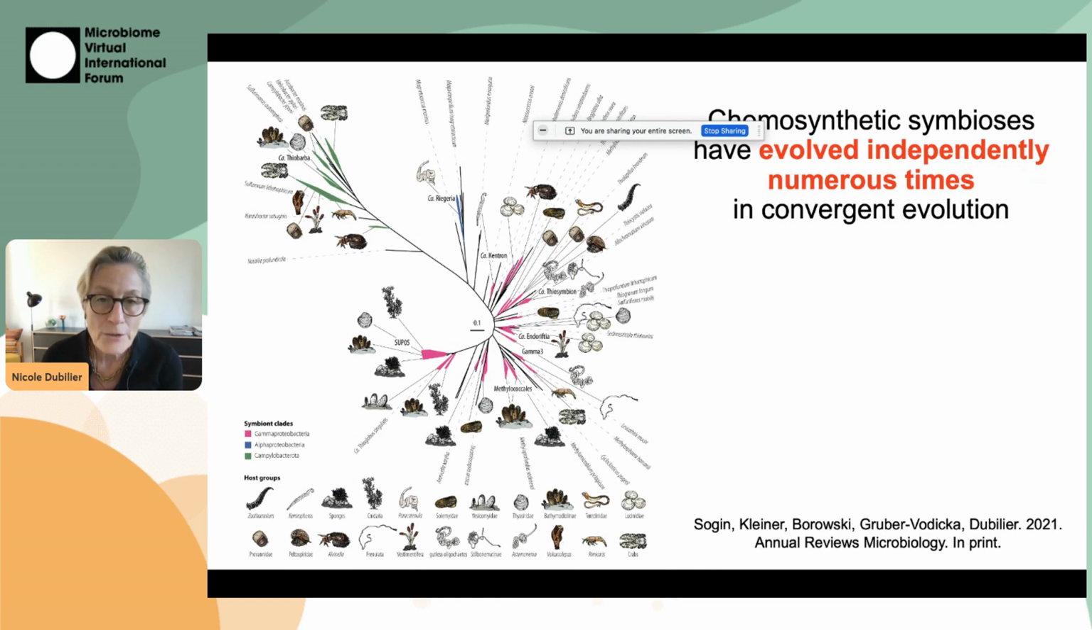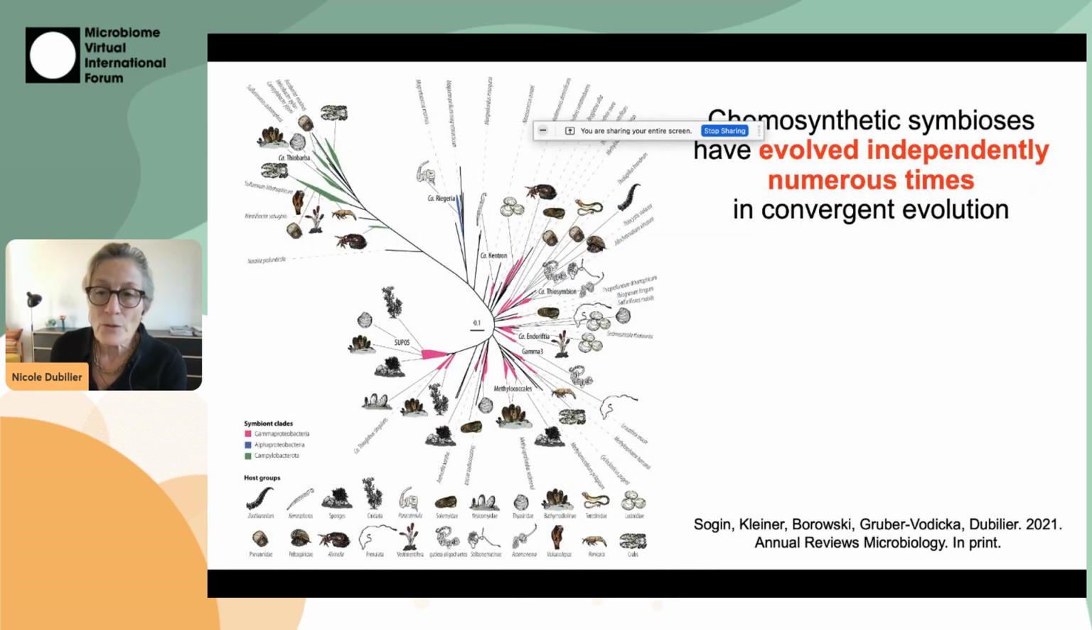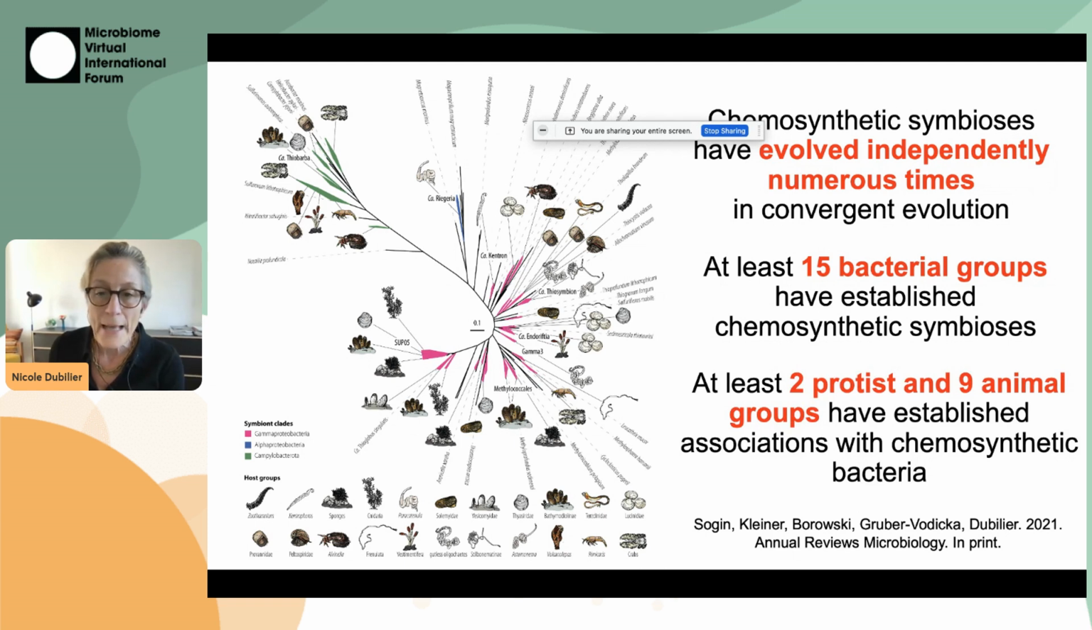You see a phylogenetic tree or phylogenomic tree here, where all the colored lineages are bacteria that have evolved chemosynthetic symbioses with hosts. They're often closely related to shallow water bacteria, and there's a wide range of bacteria, 15 different bacterial groups that have evolved these symbioses, and 2 protists and 9 animal groups. And what that tells us is when we see something happening repeatedly in evolution, convergent evolution, that there's a strong selective advantage, both for the bacteria and the animals, in coming together in these associations.